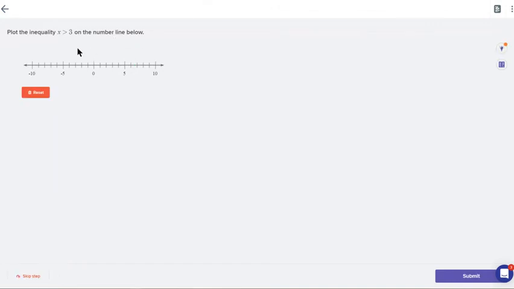This is another example. This one says plot the inequality x is greater than 3. You go to number 3, and you'll say, Ms. Garcia, there's no 3. There is a 3. If this is 0 and this is 5, that means that 3 is somewhere here. So 0, 1, 2, 3 is right here. I click, it says greater than 3, so I'm going to go to the numbers that are greater than 3, to the right. Now I have something that I have to pay attention to here. You see there is no equal sign, so this has to be empty. I click there where it's empty, and now that is correct. I can submit.